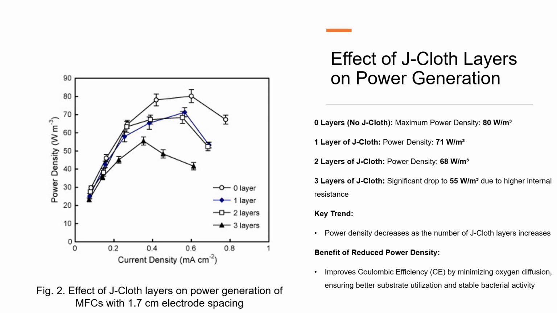Key takeaways: the optimal number of J-cloth layers is 1 or 2, as they balance oxygen diffusion control and manageable resistance. Adding too many layers, like 3, leads to diminishing returns because the internal resistance dominates.